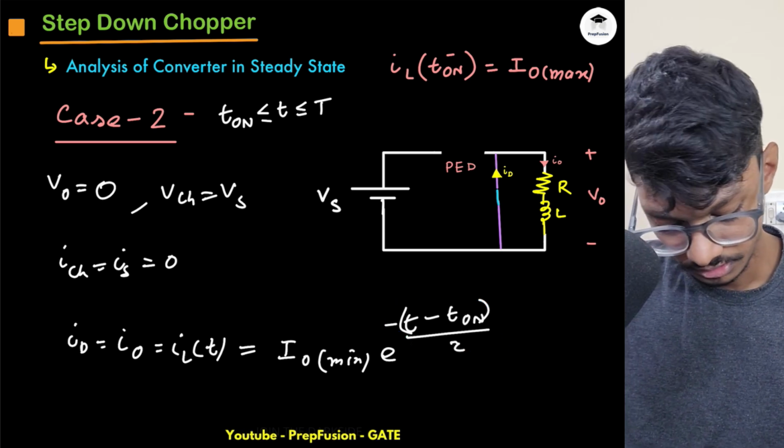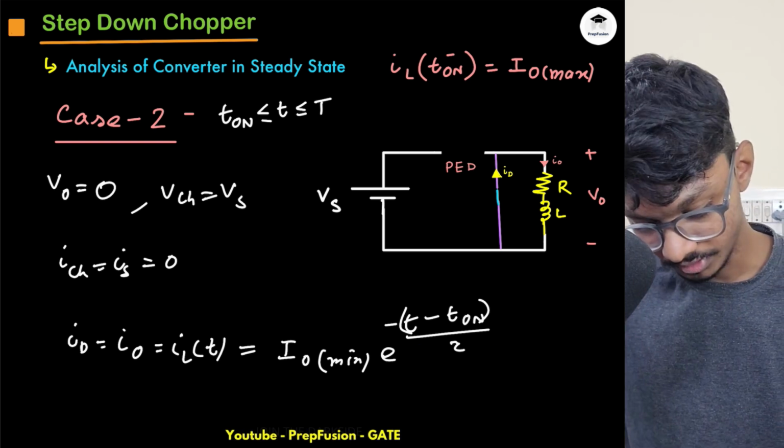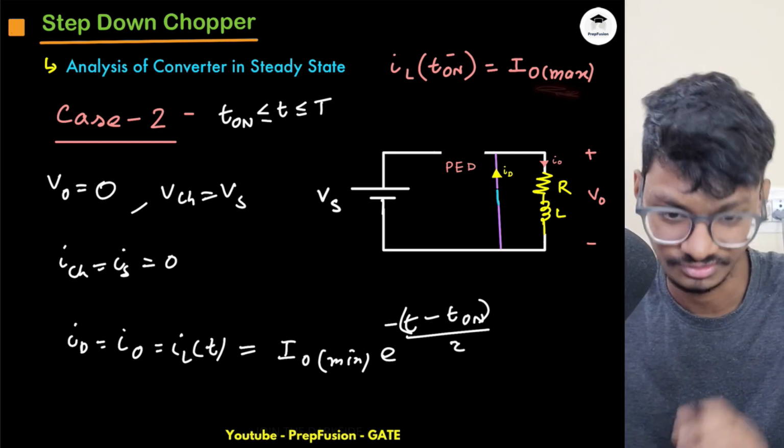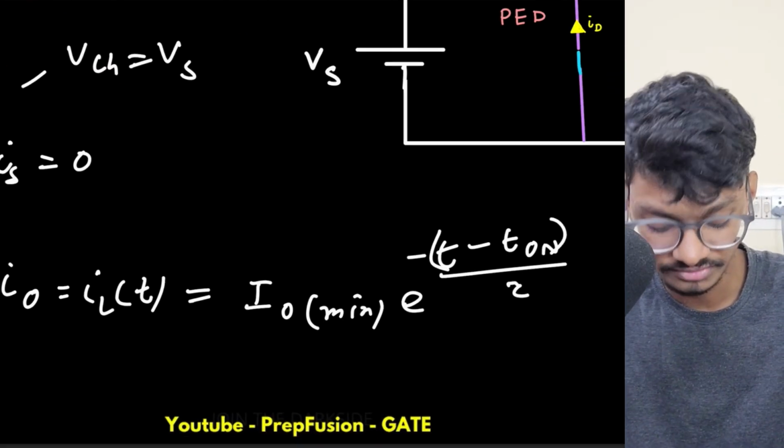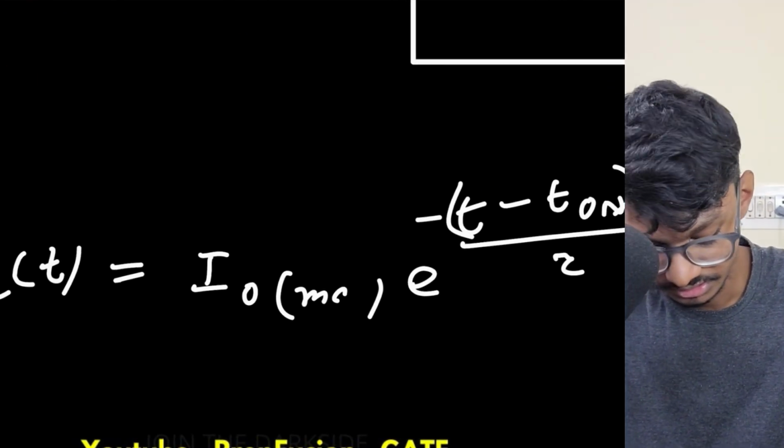That's why everything is shifted now. IO minimum, because I'm starting from IO minimum, not okay. Sorry, not IO minimum, sorry, IO max. So that was correct only, because I'm starting from IO max, not minimum. Starting from IO max only, right?